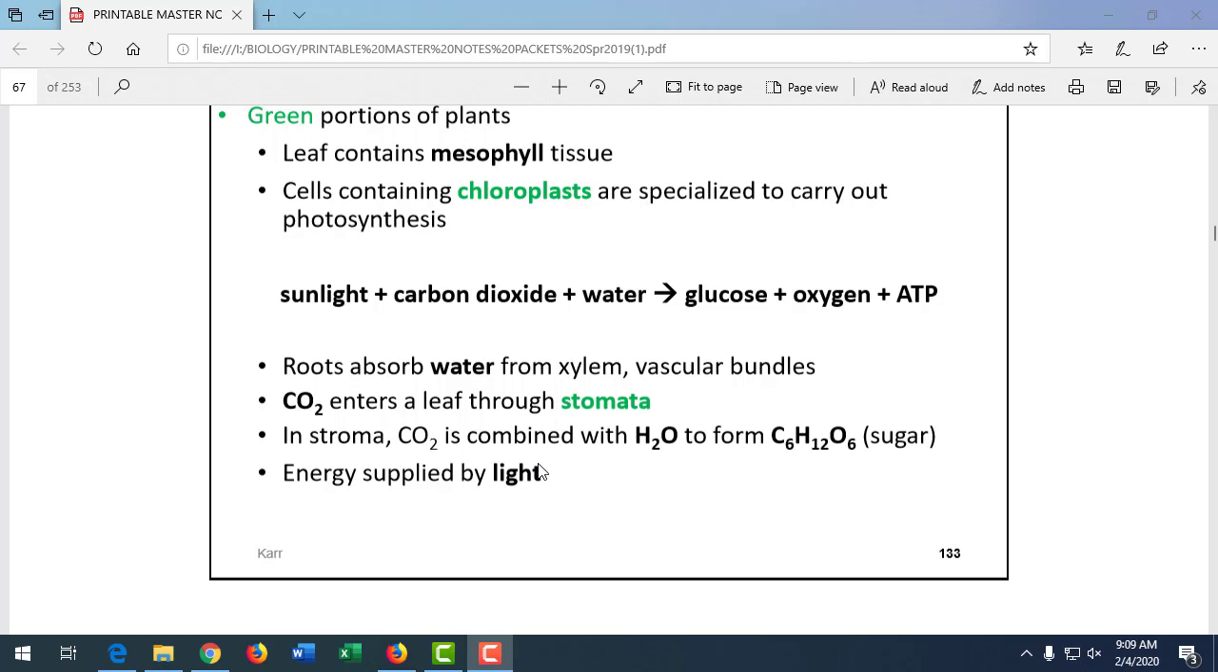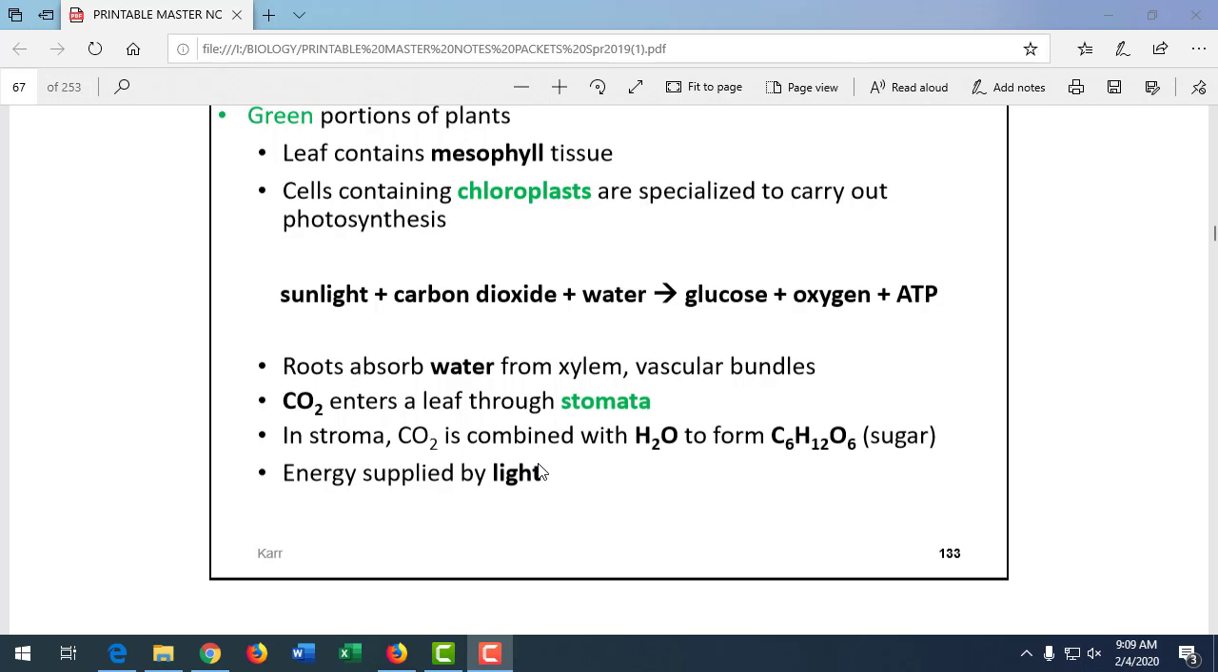X-Y-L-E-M is xylem, like xylophone, right? Starts with an X, but has a Z sound. So xylem carries the water up the roots to the leaves. Carbon dioxide enters through these little spaces in the leaf called stomata. So they open and close depending on if it's going to be a photosynthetic day or not.